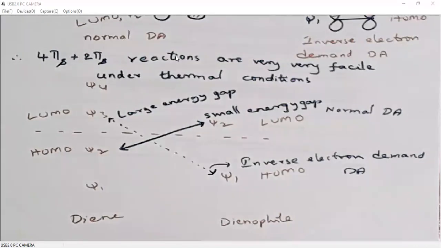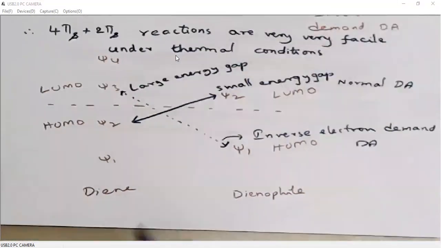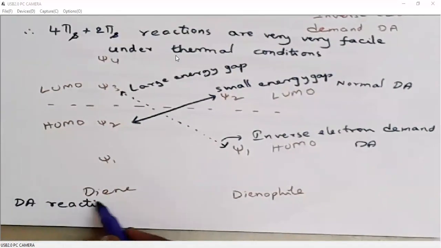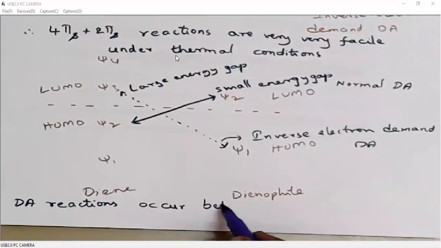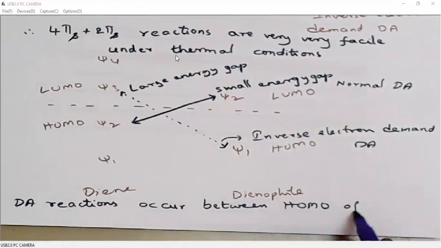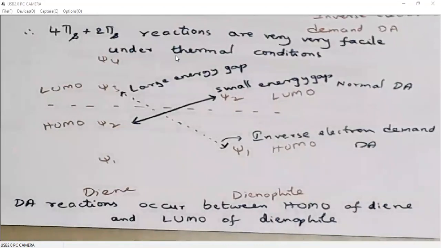So here we can write that sentence: Diels-Alder reactions occur between HOMO of diene and LUMO of dienophile.